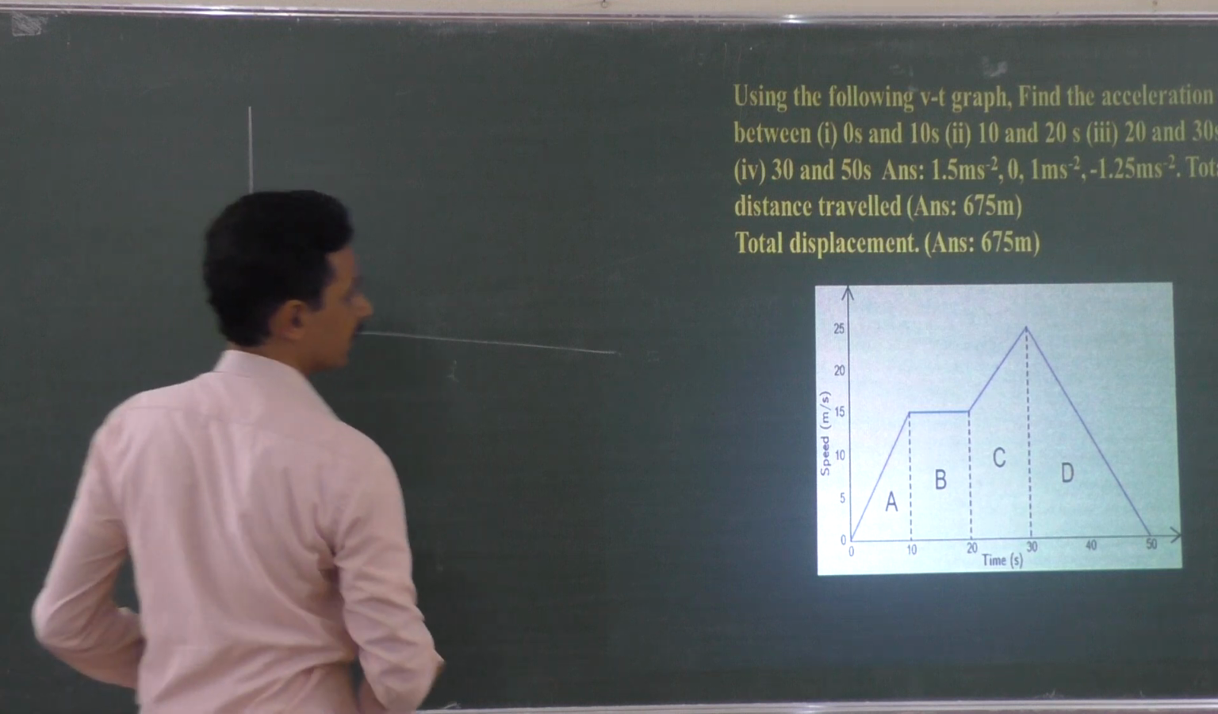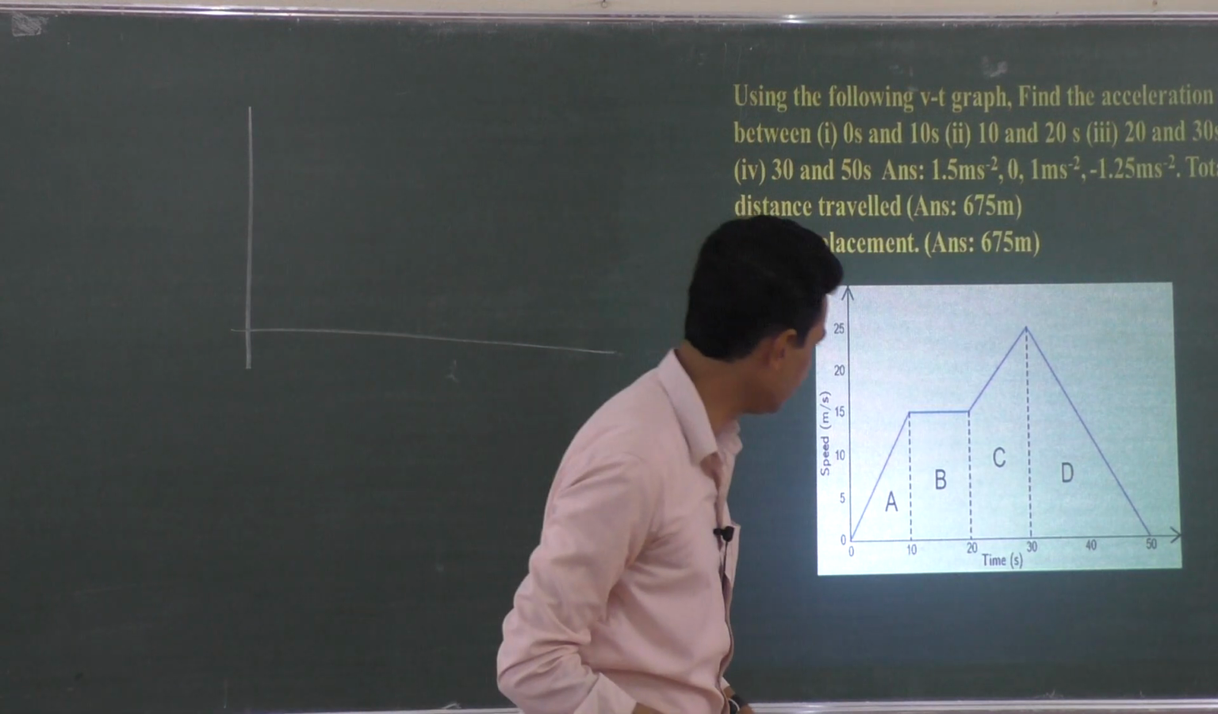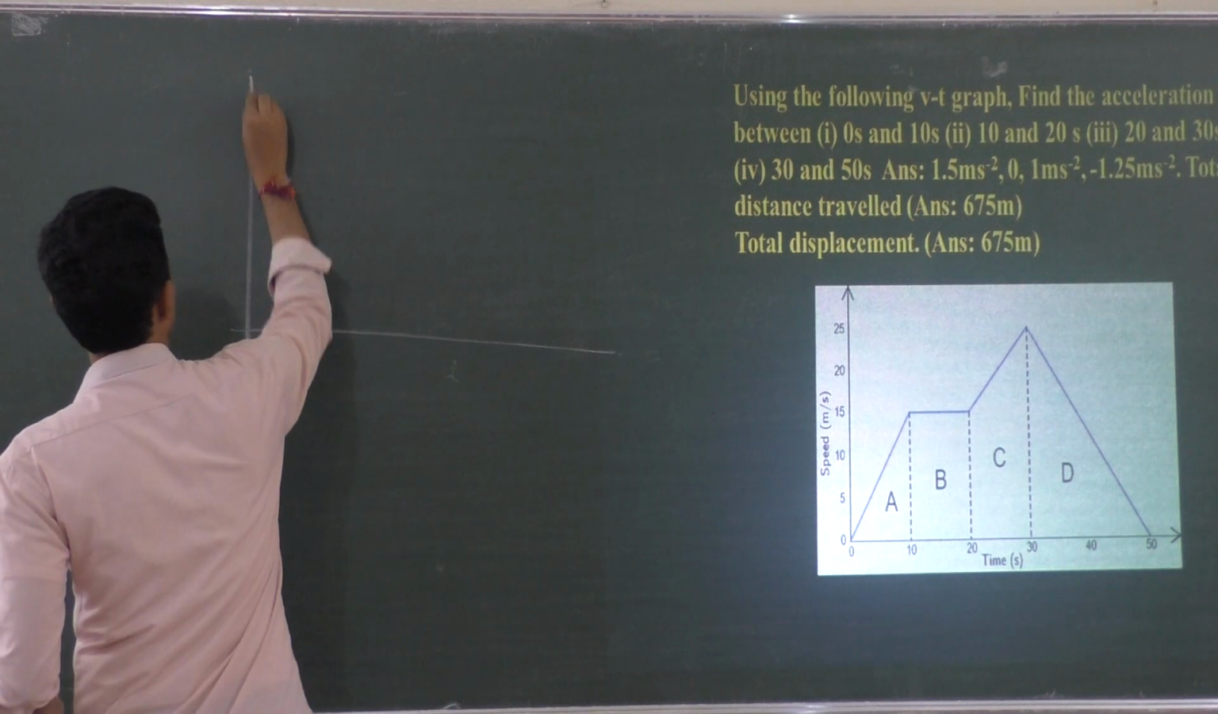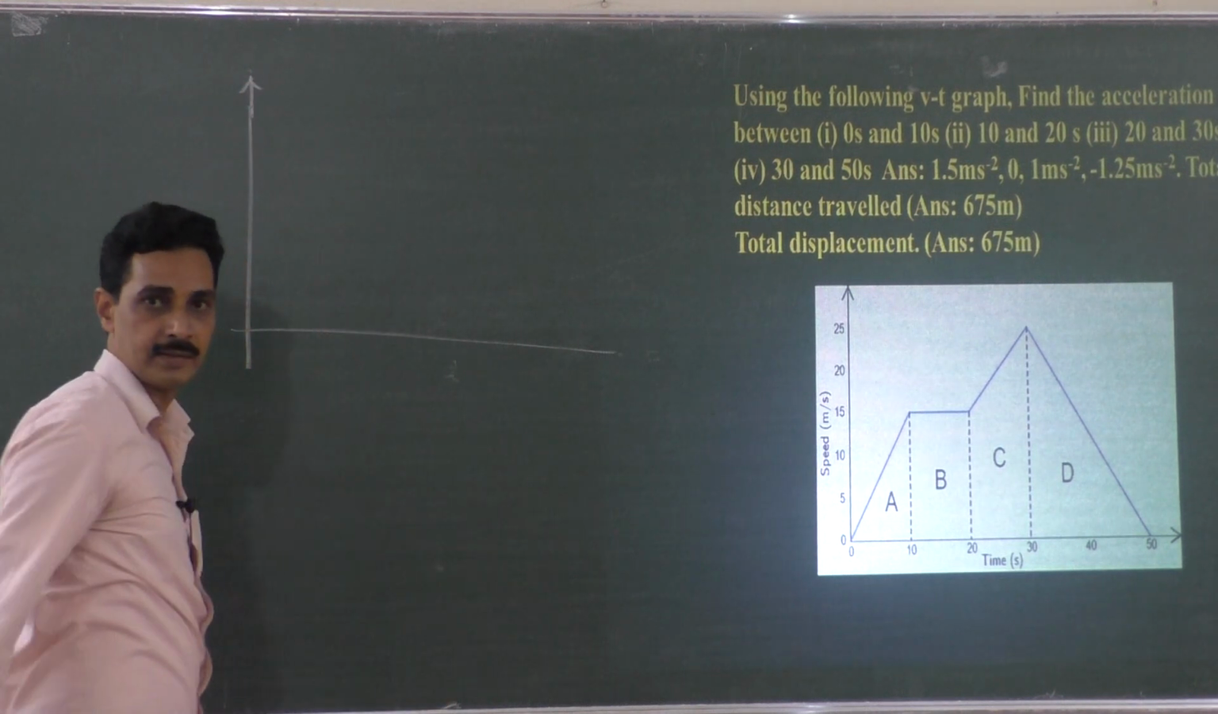Here all the values are very clear. Of course, you can't see it here, but in your PDF it is clearly visible. But here we will write it clearly. Okay, I think you can see this.